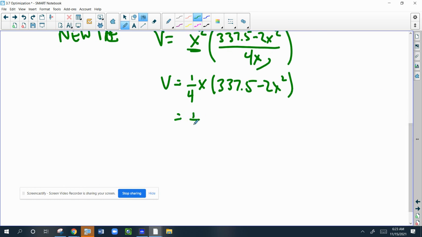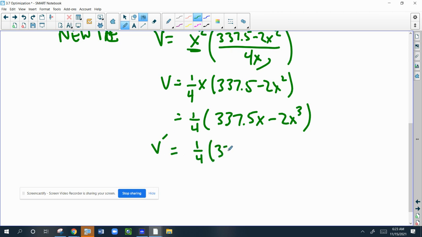And then because we have to take the derivative of this, it's going to be easier just to multiply that x through and start from here. So the derivative of v would be 1/4, that's a constant, times 337.5 minus 6x squared. And now we're going to set this equal to 0, find the critical numbers.